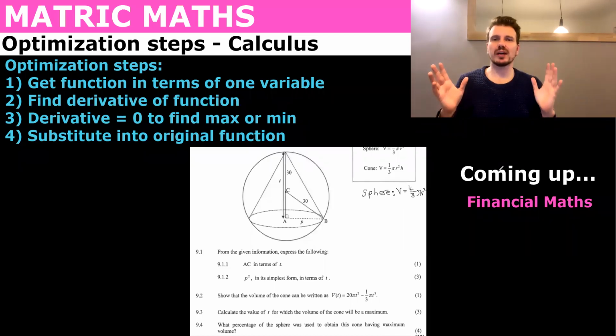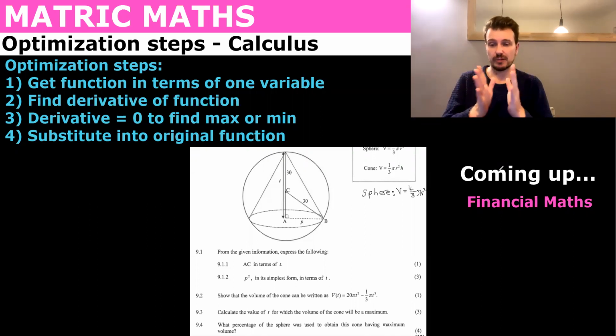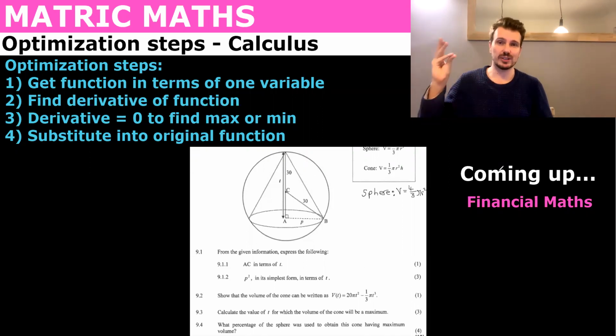Today we are looking at optimization. So for those of you who've seen my previous videos on optimization, you'll know that I've put it into 4 simple steps. And from the last video, if you looked at that, the first step is usually the hardest if you have to do it, which is getting the function in terms of one variable.